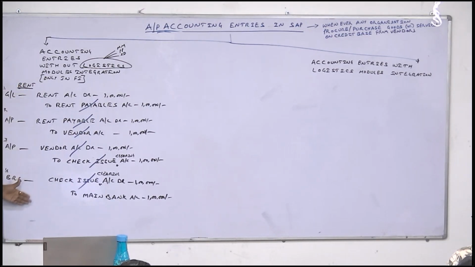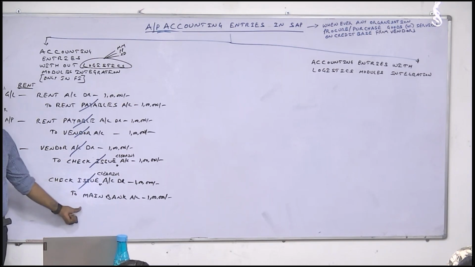They will post 4 entries. What is the first one? Rent account debit to rent payable account. What is the second entry? Rent payable account debit to vendor account. What is the third entry? Vendor account debit to check issue clearing account. Then whenever they do BRS, what is the accounting entry it will post? Check issue clearing account debit to main bank.